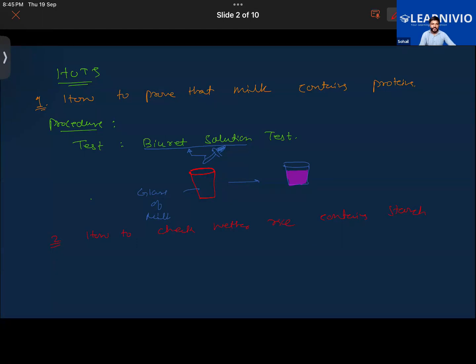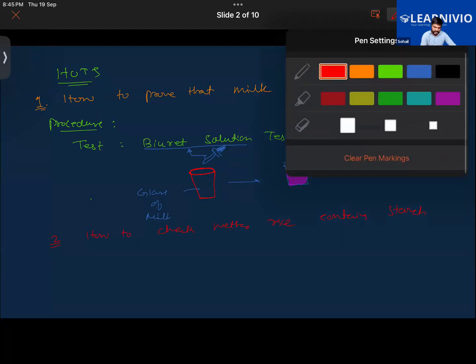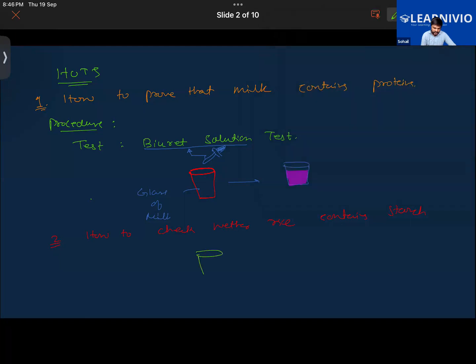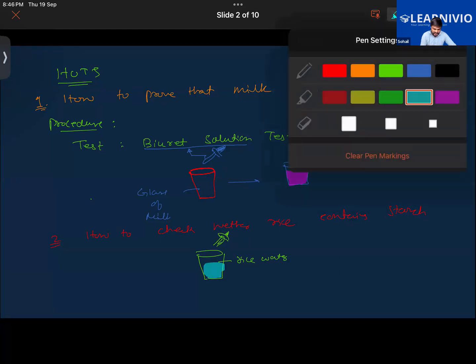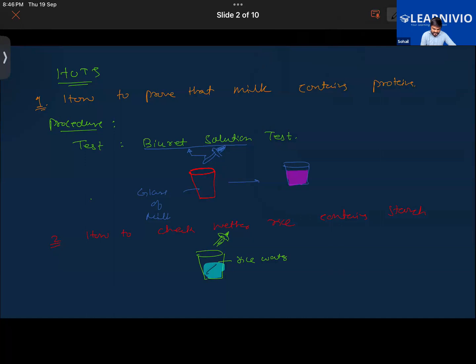First of all, you're going to take the rice water and add a few drops of iodine solution to it. If the color changes to blue black, it is an indication that the rice contains starch in it. Getting it now? Okay, answer a few more questions.